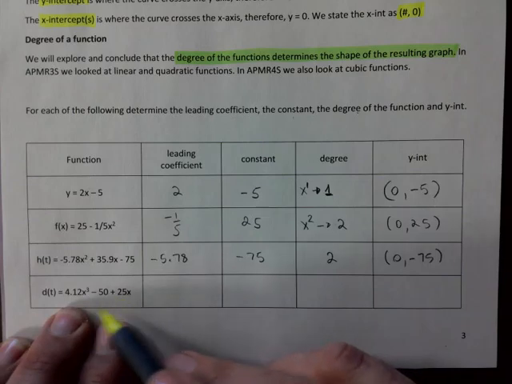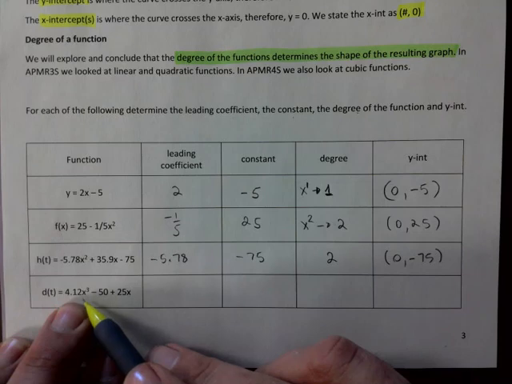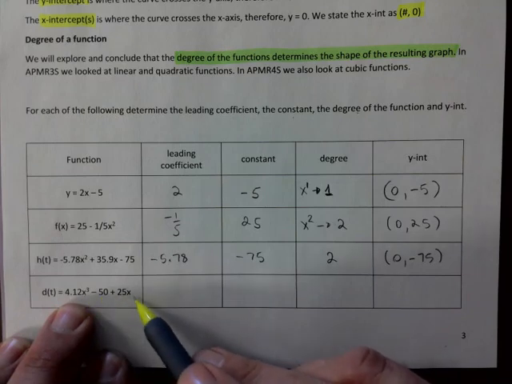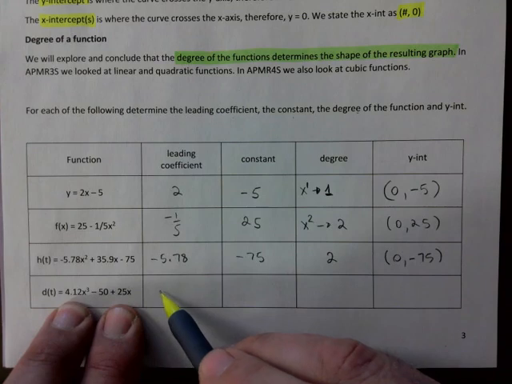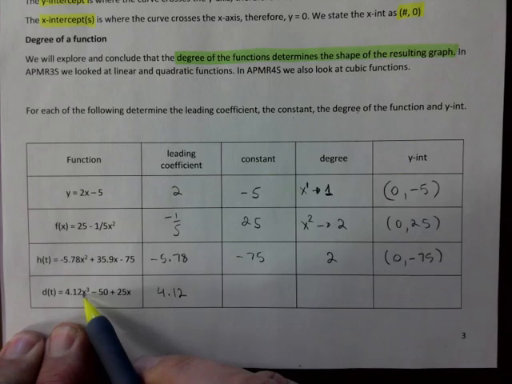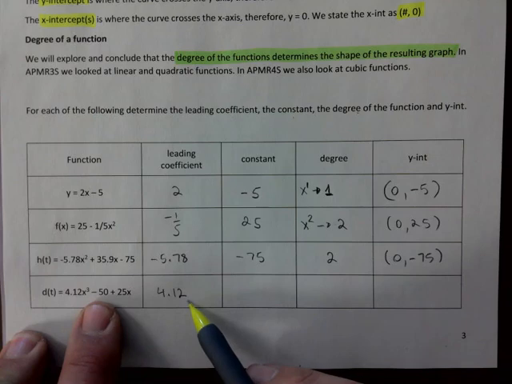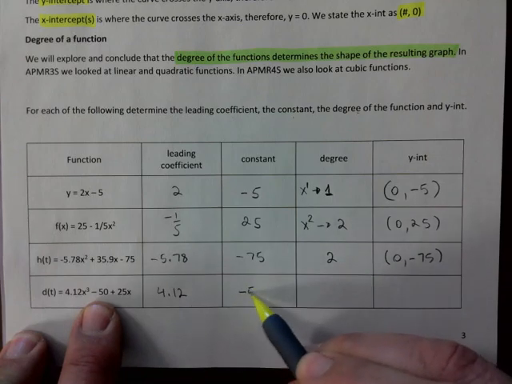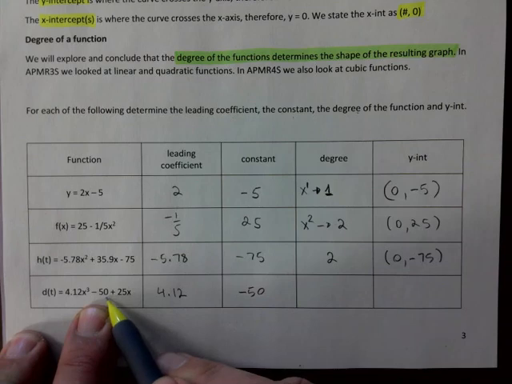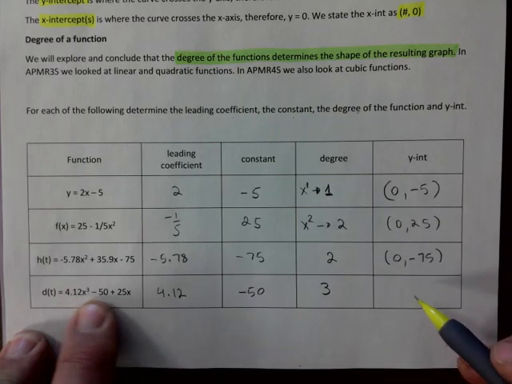And remember, they may not always be in order. Convention dictates we should go highest power and then slowly go down, but I could see them flipping it on you. So in this case, the leading coefficient is in front of the x cubed term, so 4.12. The constant is negative 50, because that's the only number that doesn't have a variable attached to it. The degree of this is 3. The y-intercept is negative 50.